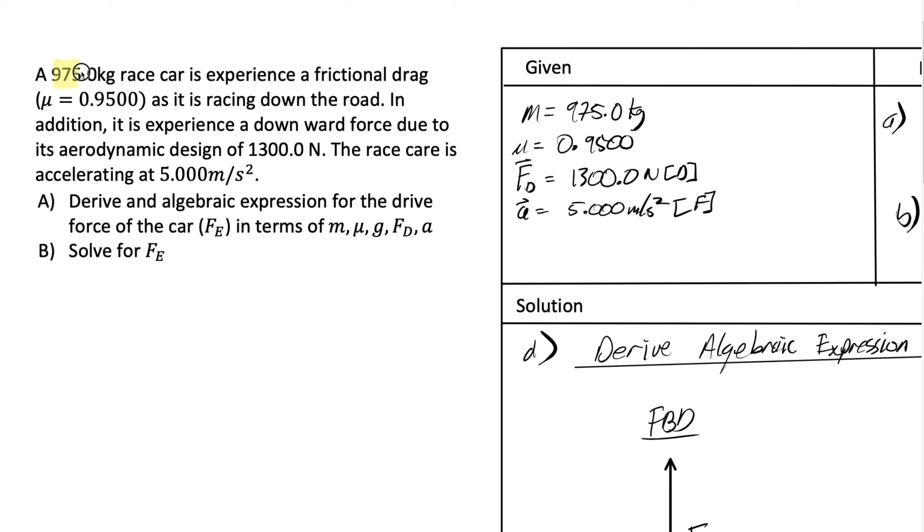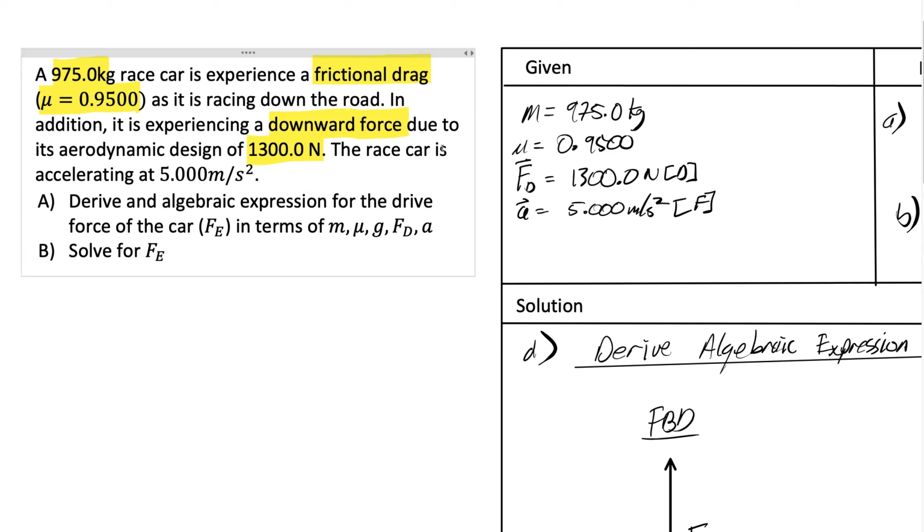So we have a 975 kilogram race car, and it's experiencing a frictional drag of mu equal to 0.95 as it's racing down the road. In addition, it is experiencing a downward force, one word, due to its aerodynamic design of 1,300 newtons. The race car is accelerating at 5 meters per second squared.